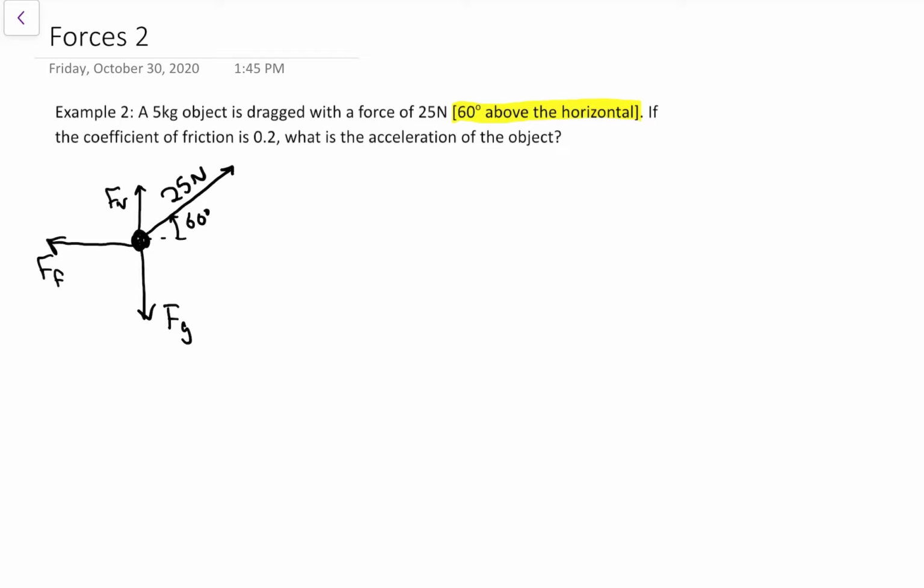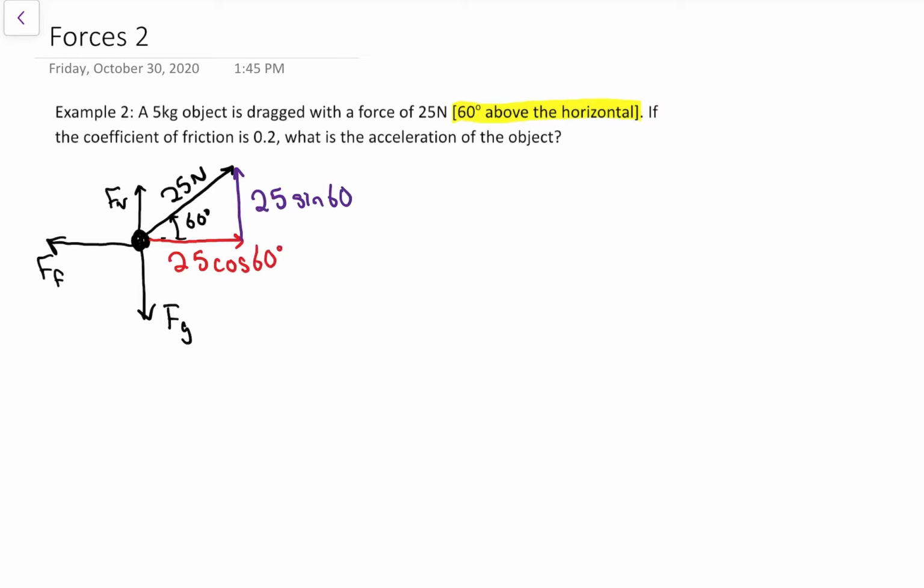Since it's accelerating horizontally, we need the horizontal component of the applied force and the vertical component of the applied force. The vertical component opposite the 60 is a SOHCAHTOA, so that's a sine relationship. This side will be 25 sine of 60. The horizontal component adjacent to the angle will be 25 cosine of 60.